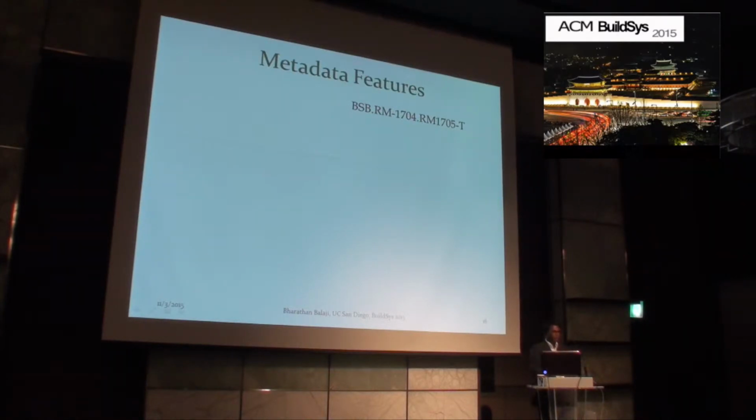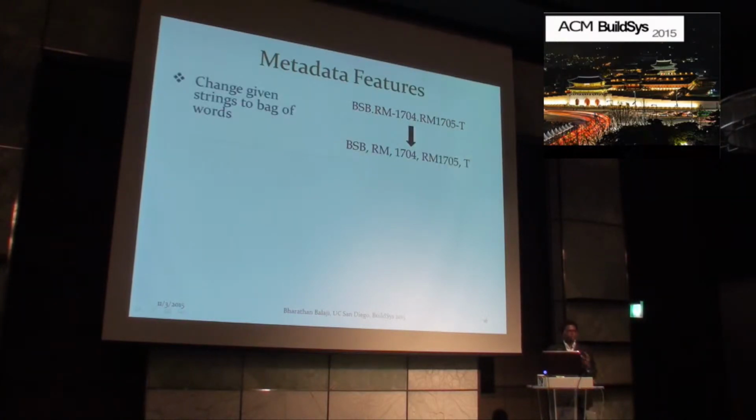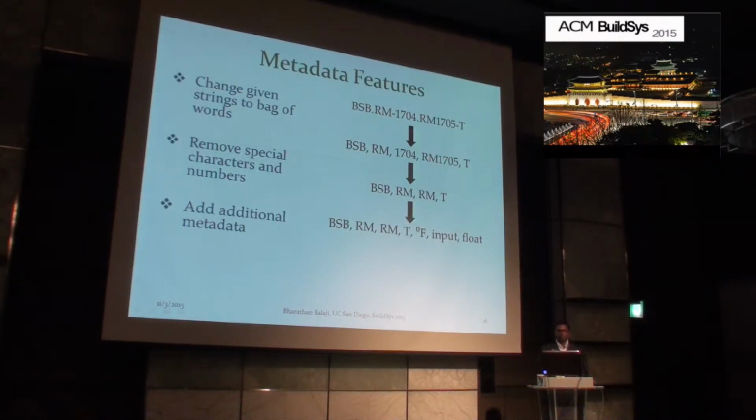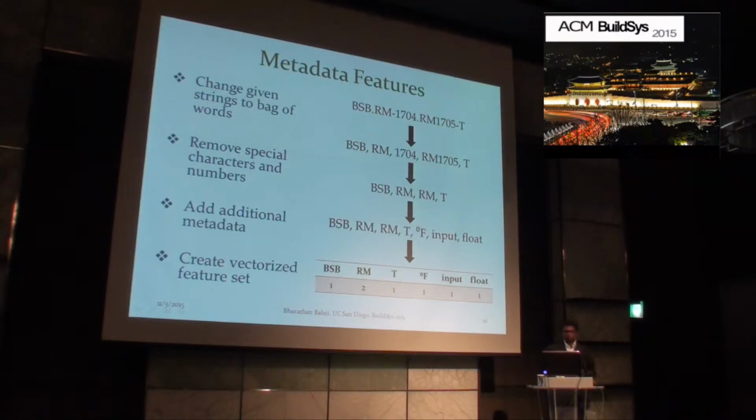To give you an example of how we extract features from the data, this is an example string for one domain. We first tokenize it and separate it into back and forwards. We remove all the numbers because they do not give any information on what the type of the point is. And then we add in all of the extra metadata that we might have, in our case units, the type of its input or output, what type of data type it is, and then we vectorize that in one feature set.